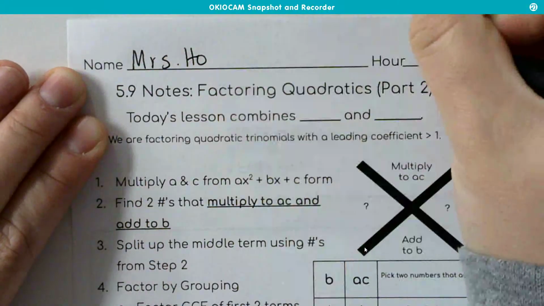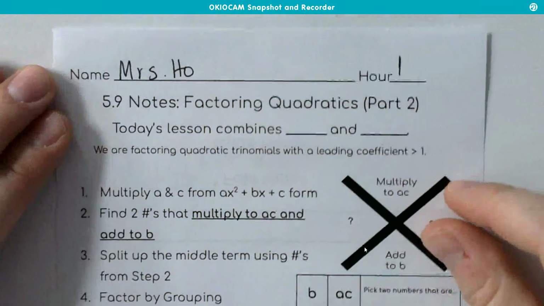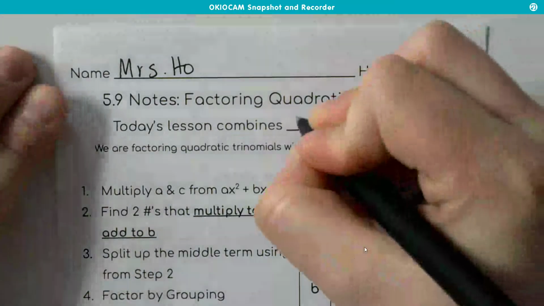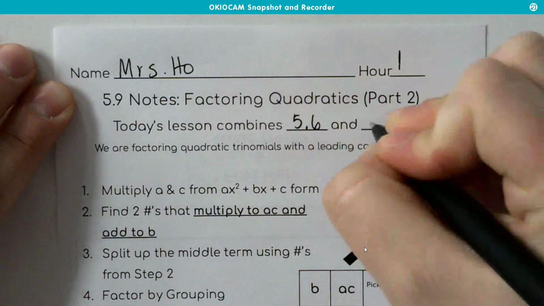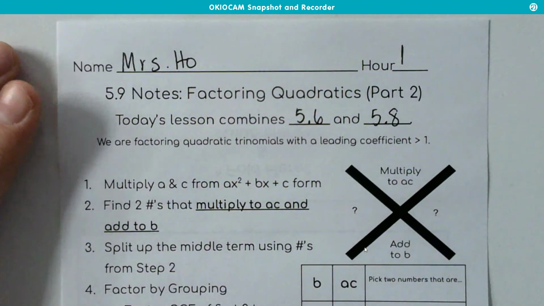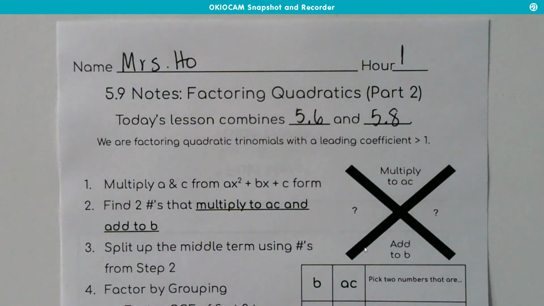It is currently first hour. This is 5.9 Factoring Quadratics Part 2. Today's lesson combines together 5.6 and 5.8. So, if you've done 5.6 and 5.8, great. If you have not done 5.6 and 5.8, this is going to be a great opportunity for you to see more of what we did in those, and then you can loop back around and get caught up on those if you still need to.